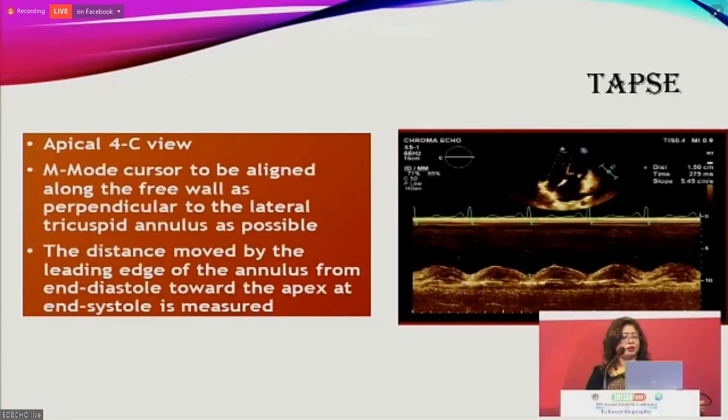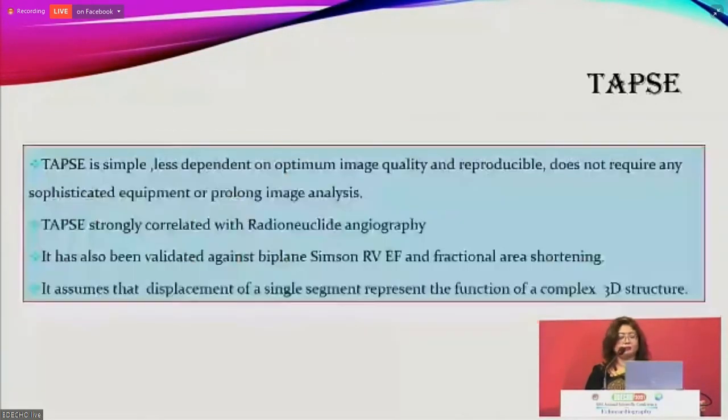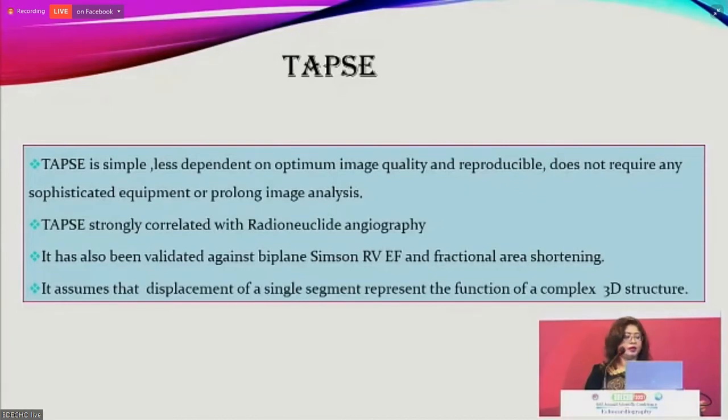TAPSE uses an M-mode cursor aligned along the free wall, as perpendicular to the lateral tricuspid annulus as possible. TAPSE is simple, less dependent on optimum image quality, and reproducible. It does not require any sophisticated equipment or prolonged image analysis. TAPSE strongly correlates with radionuclide angiography, Simpson RVEF, and fractional area shortening. It is assumed that the displacement of a single segment represents the function of the complex 3D RV structure.